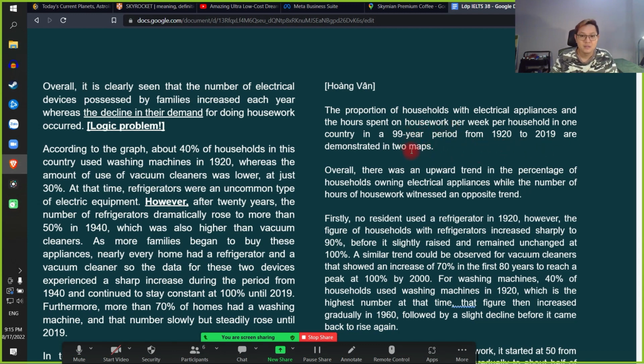This is not a map. These are not two maps. These are two charts. So you have to be careful with the words you are using. Overall there was an upward trend. Okay.